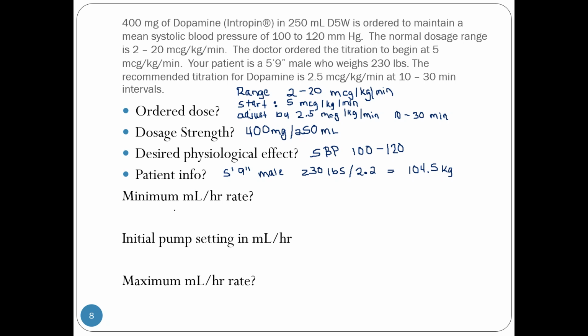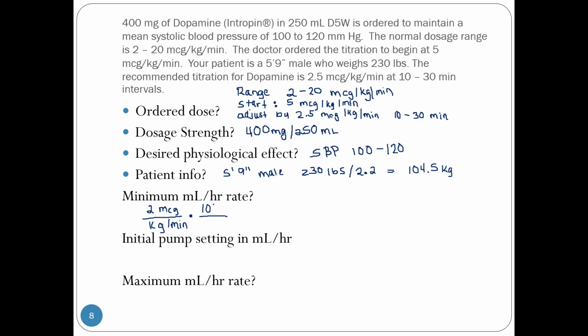So the first question they ask me is the minimum. So looking back at my order, the minimum would be referring to the smallest number in the range. So my smallest number in the range is 2 micrograms. And in the denominator of that are kilograms and minutes. I am asked for a milliliter per hour rate, so I want to do dimensional analysis to get to milliliters per hour. The order that I do these conversions does not matter. I just have to have all of them. So personally, I typically will deal with the weight first.